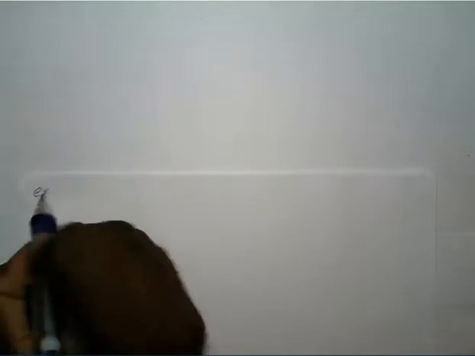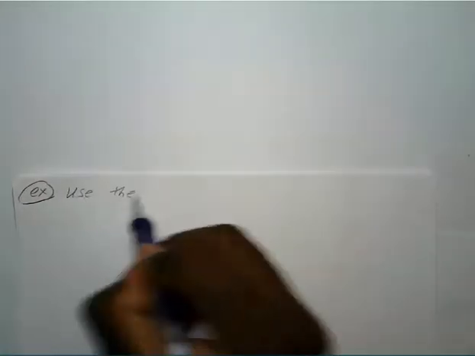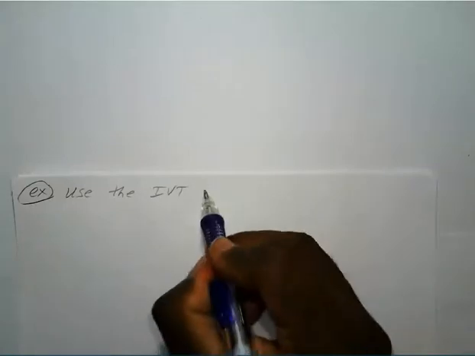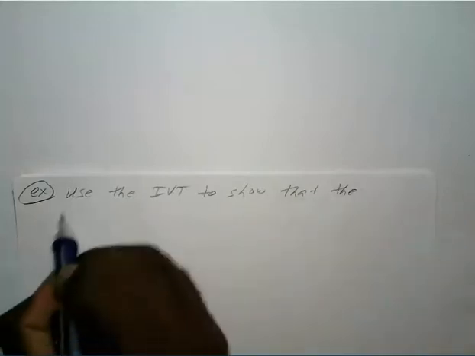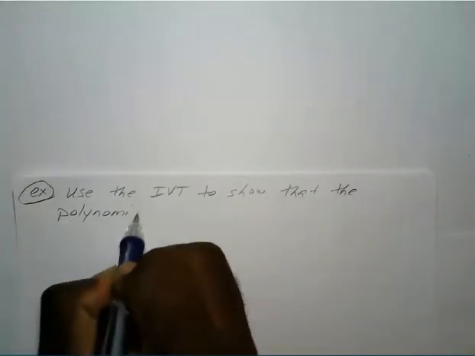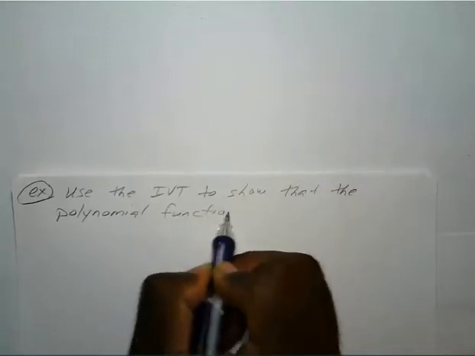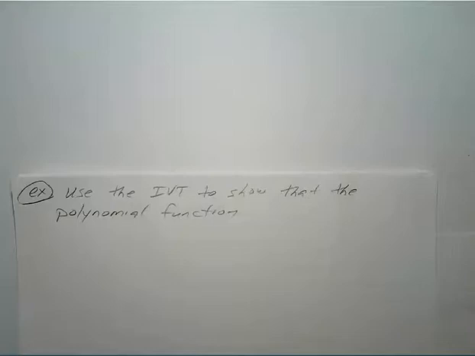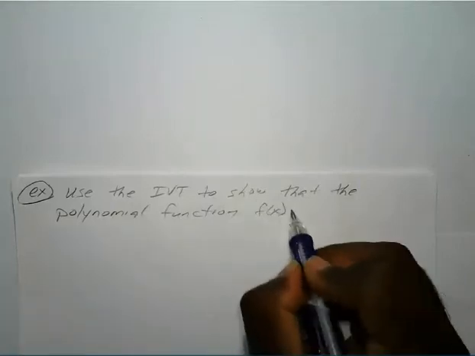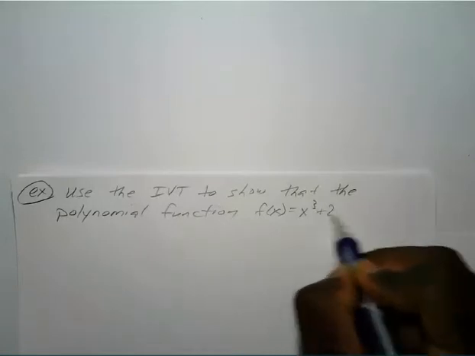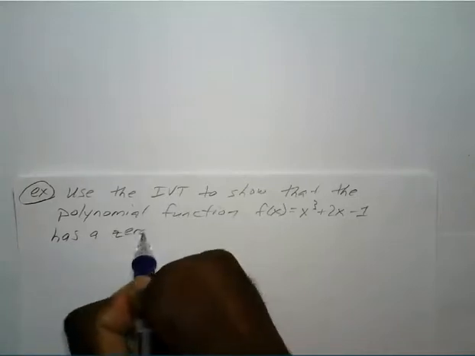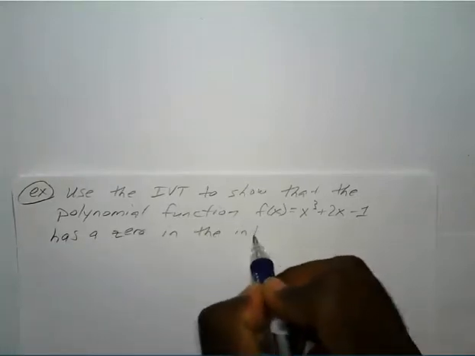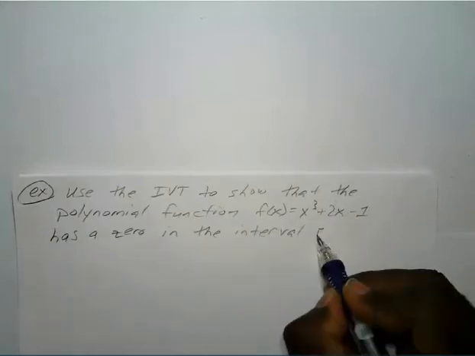Let's say, for example, you want to use the intermediate value theorem to show that the polynomial function f of x is equal to x to the third plus 2x minus 1 has a 0 in the interval 0, 1.